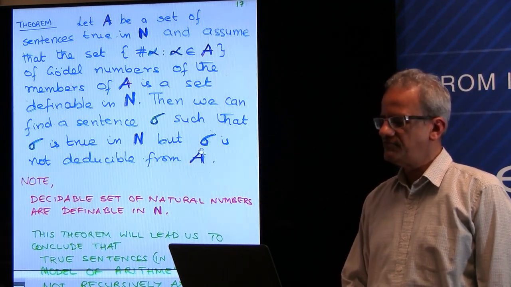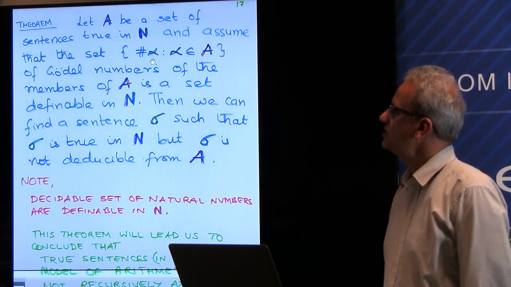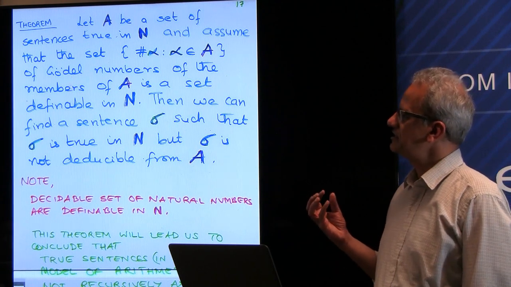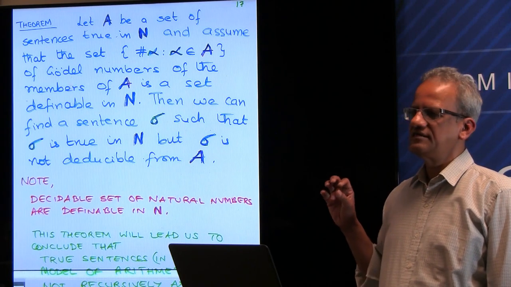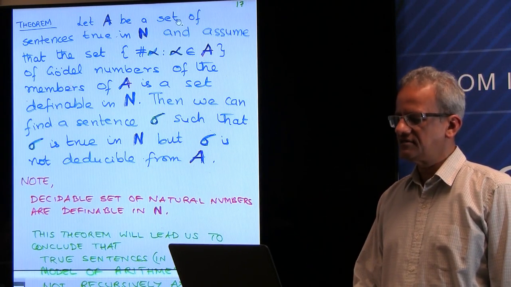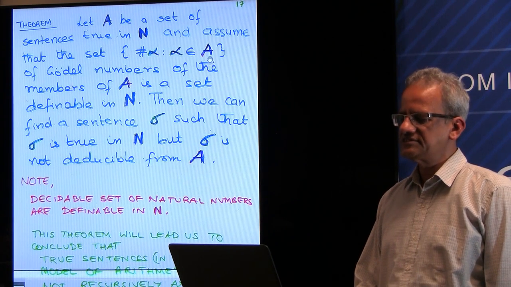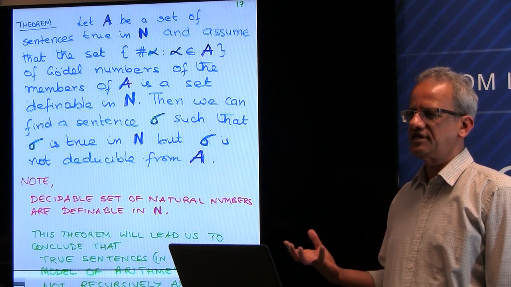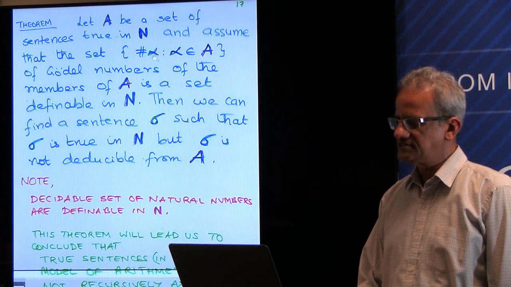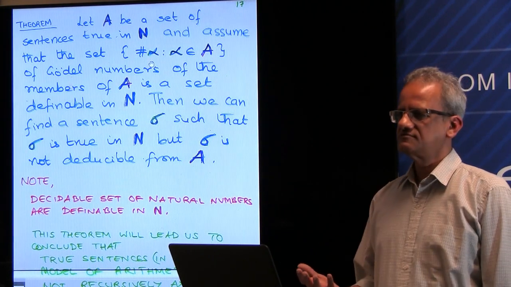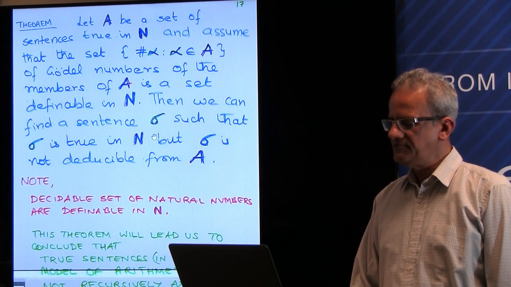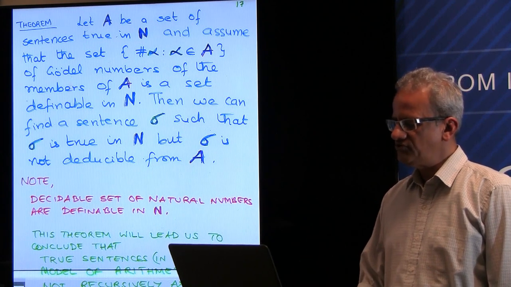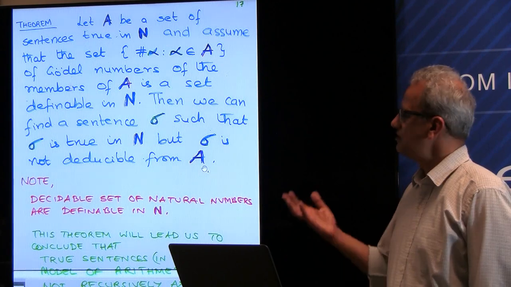So let us assume that you can define some relationship of the following kind. Suppose you have a set of numbers, and these numbers correspond to all the formulae that are necessarily true in the model of arithmetic. Let's call that A, the set of formulae that are known to be true in the model of arithmetic, which we can enumerate, and we create this set of their Gödel numbers. So he was able to construct another formula sigma, which he was able to show cannot be deduced from it.